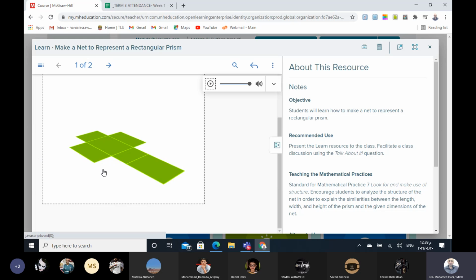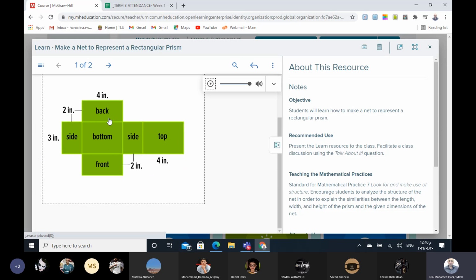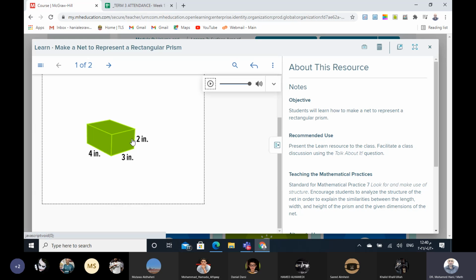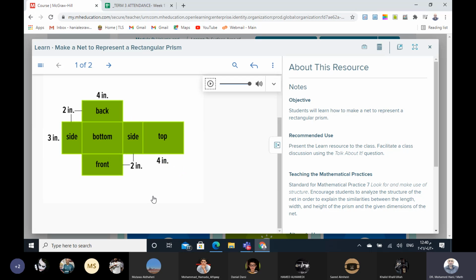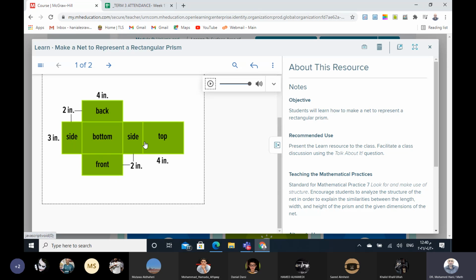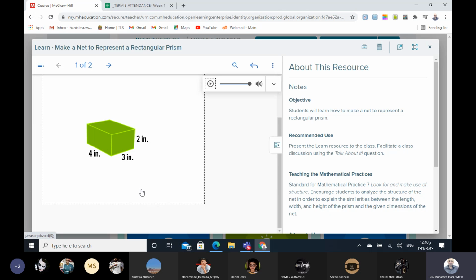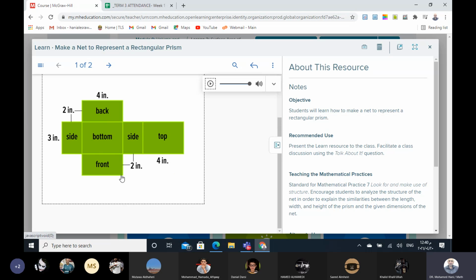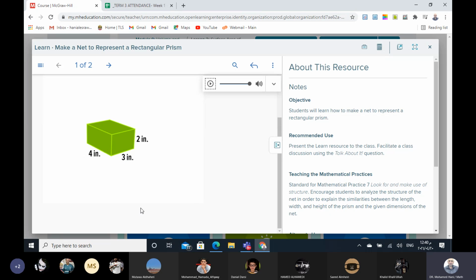As you see here: bottom, front, back, side, top, and this is here the rectangular prism. So this is the meaning of the net. The back and the front are congruent, and the sides are congruent, and the top and bottom are congruent. So this is the meaning of the net. Two-dimensional. Here, three-dimensional.